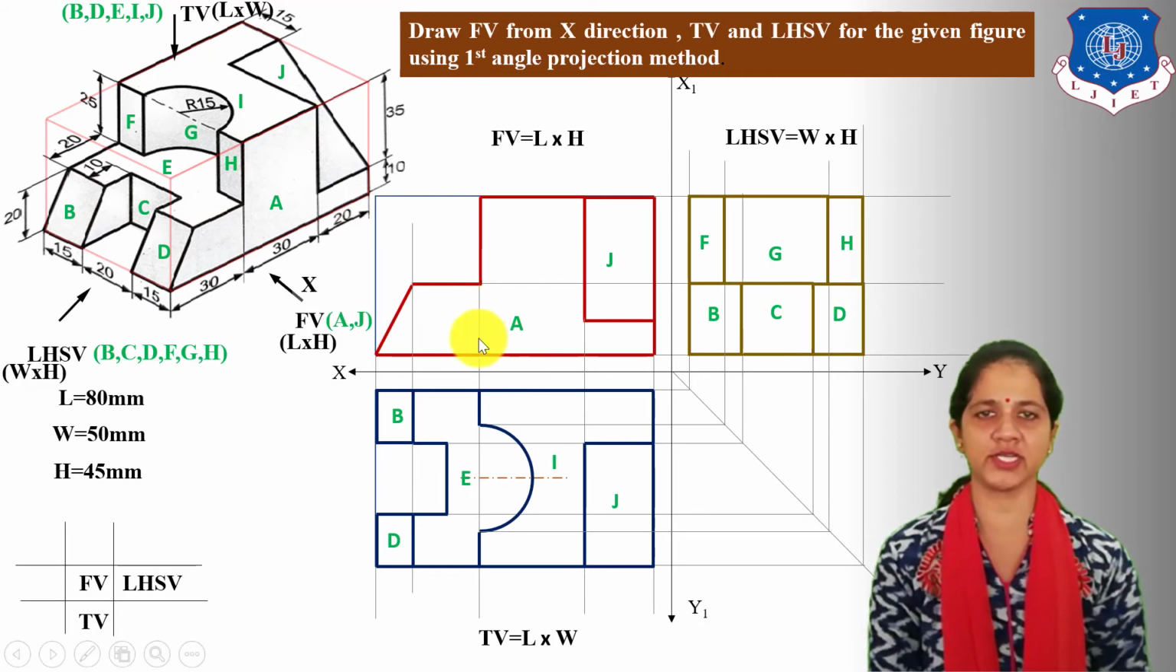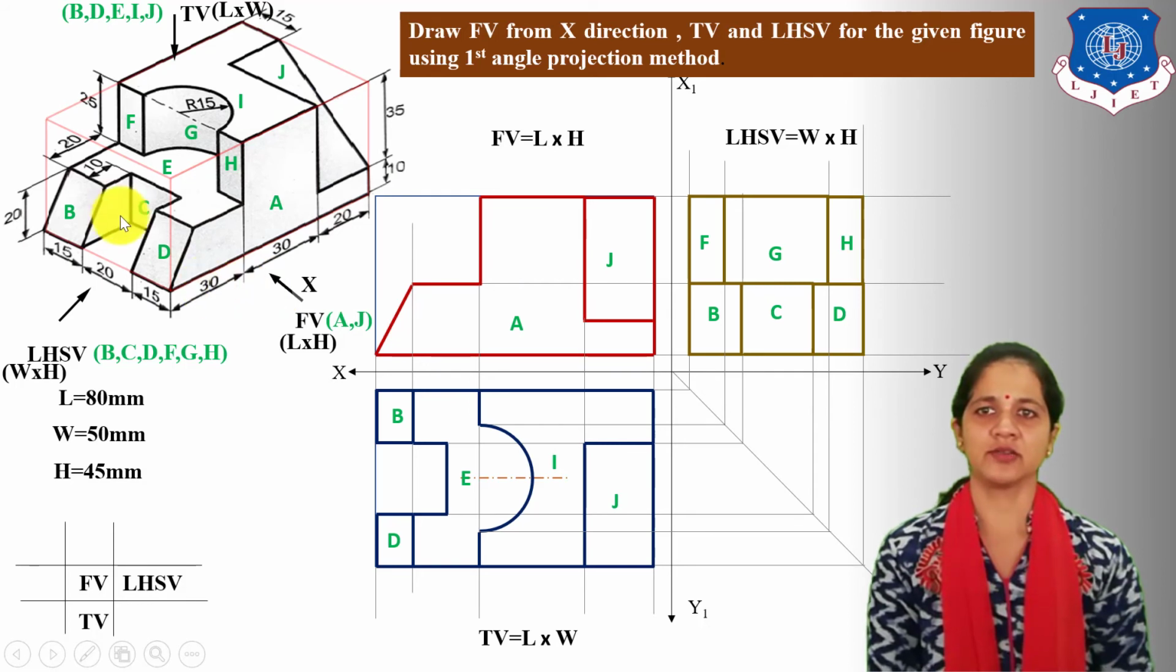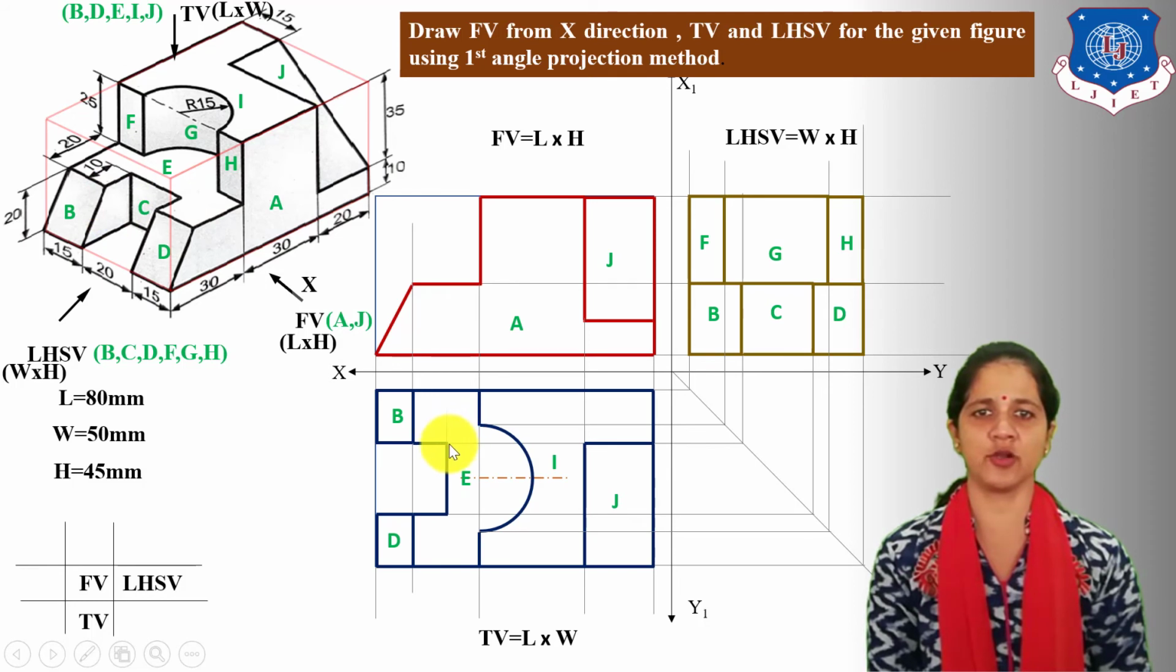Next, draw the hidden projection in the front view. From the front direction, we cannot see this surface. So project the length for this surface from the top view and locate the height line as a hidden line, because we cannot see this line directly from the front direction.